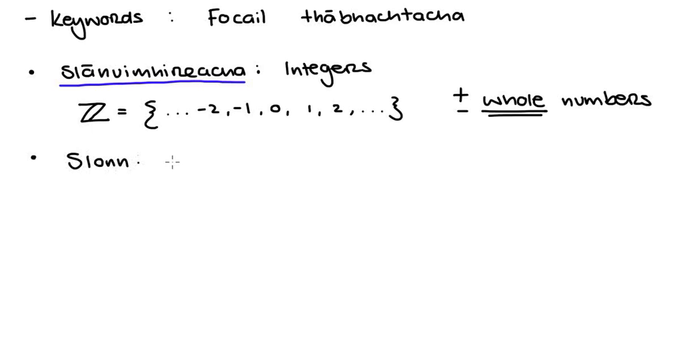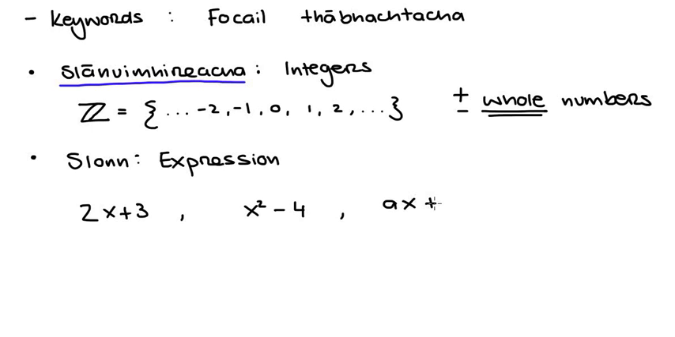Next word is slonn. This is an expression. So in algebra we deal with expressions all the time, so it's just important to know what the actual word means and how to identify different things. So if we look at some examples, 2x plus 3, x squared minus 4, any kind of expression, ax plus by plus c. So an expression is a collection of terms.